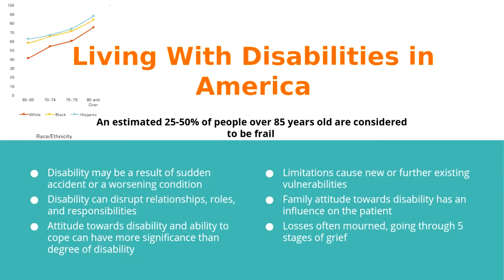And also a big point is these losses of function or independence will be mourned by the patients, and they will go through those 5 stages of denial, anger, bargaining, depression, and acceptance. So it's important to help guide the patients through those. And in that graph on the left, you can see that the rate of disabilities is increasing across all ethnicities, but it is highest for the Black and Hispanic population. And especially at ages 80 and over, it's the highest there.